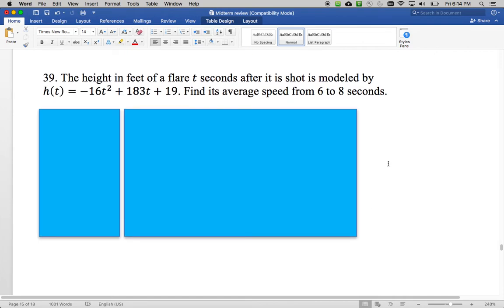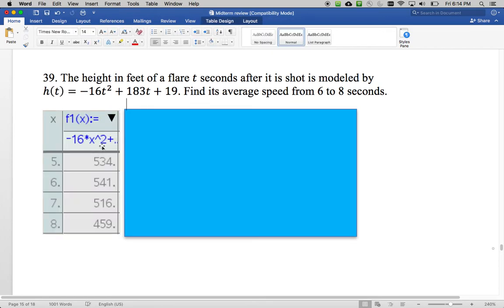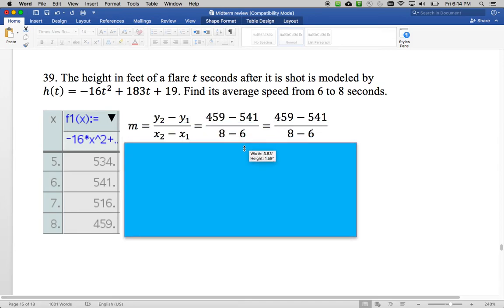39. The height in feet of a flare t seconds after it is shot is modeled by this equation. Find its average speed from 6 seconds to 8 seconds. Guys, I totally just graphed this and pulled up the table. I want to know what my y value is when x is 6 and when x is 8. And then I'm going to just use my slope formula: y2 minus y1 divided by x2 minus x1.